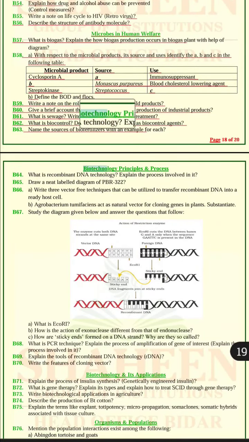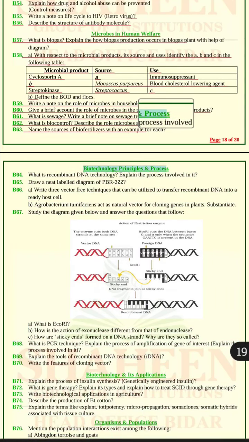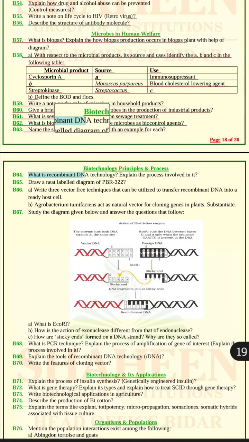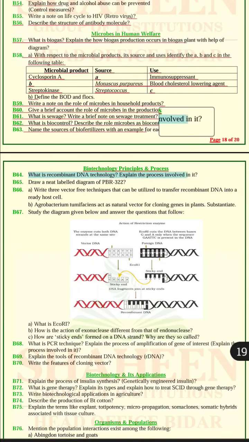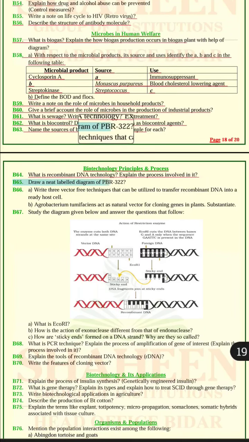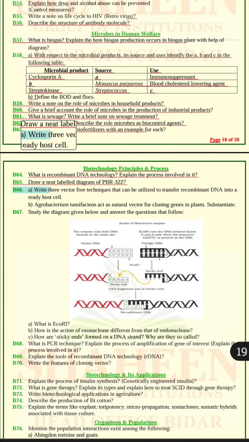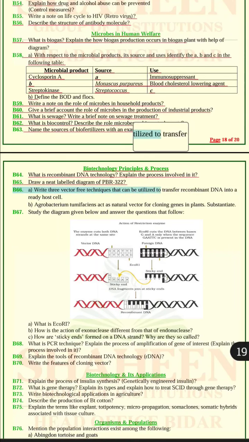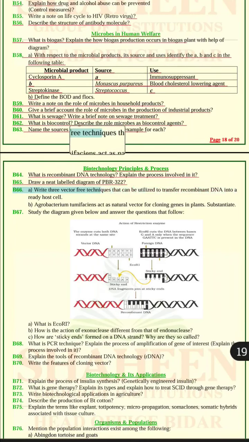And our next chapter is biotechnology principles and processes. Question number 64, what is recombinant DNA technology? Explain the process involved in it. Question number 65, draw a neat labeled diagram of pBR322. Question number 66, A, write three vector free techniques that can be utilized to transfer recombinant DNA into a ready host cell.